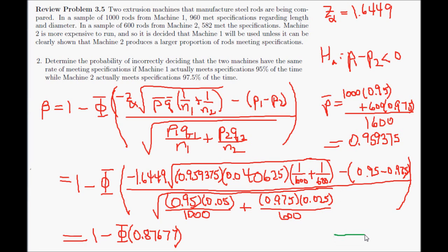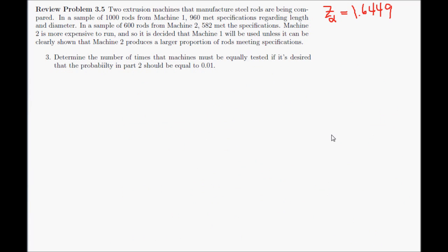So we need to find the area to the right of that number. Phi always gives the area to the left, and so I need the area to the right of 0.87677. And using a calculator or else using Microsoft Excel, this works out to be 0.1903. So there is a 19% chance of making the wrong conclusion if machine 1 works 95% of the time, while machine 2 works 97.5% of the time. Finally, we got an answer of 19%.